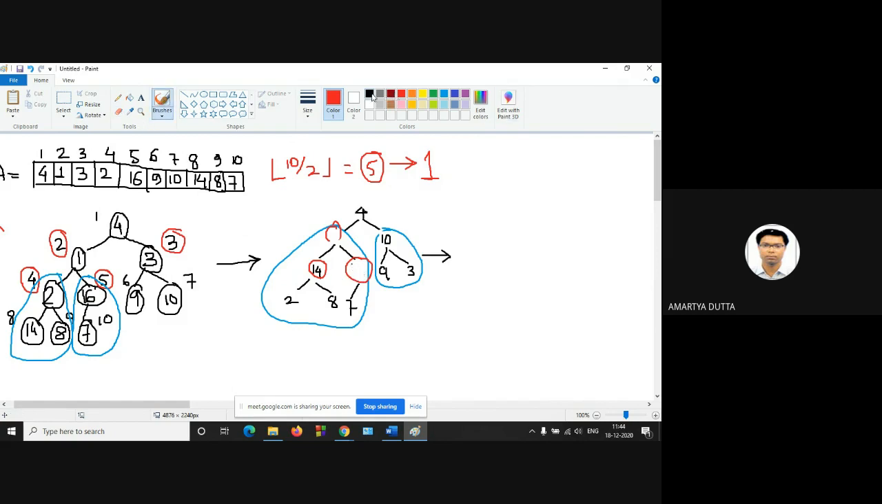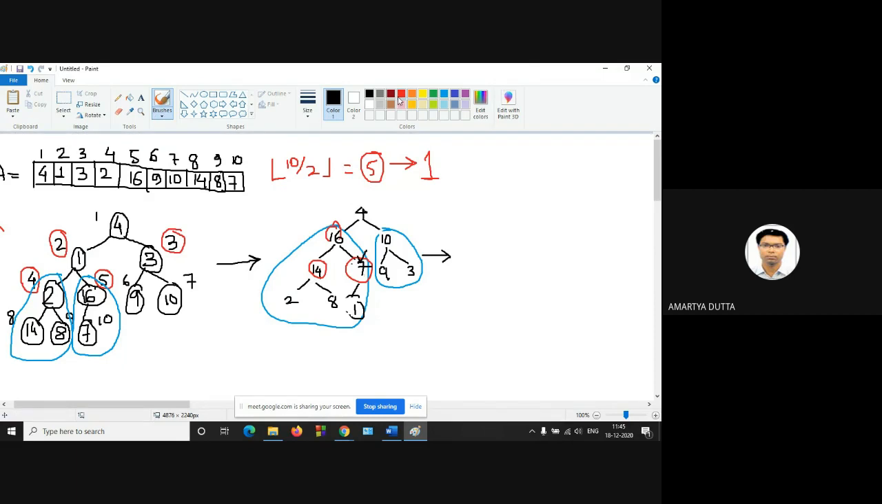So this will be your 16 and this is your 1. Okay. Again, you have to check this 1 with 7. As this is a max heap, 7 now becomes the parent of 1. So this will be your 7 and this will be your 1. Okay. Now it is a max heap. Is it clear?